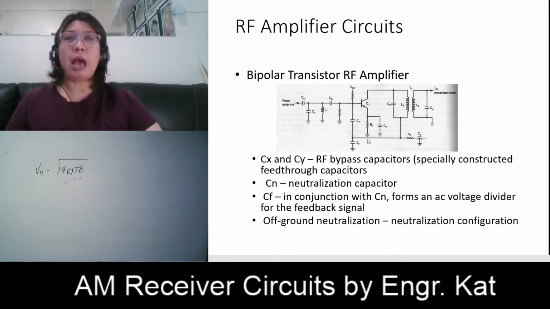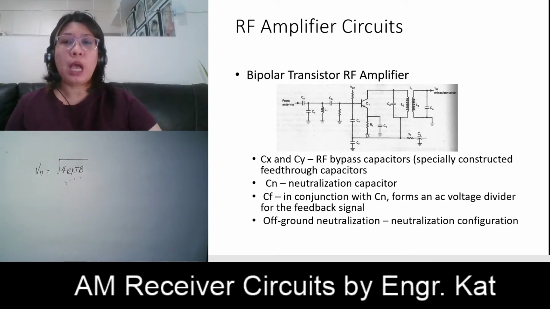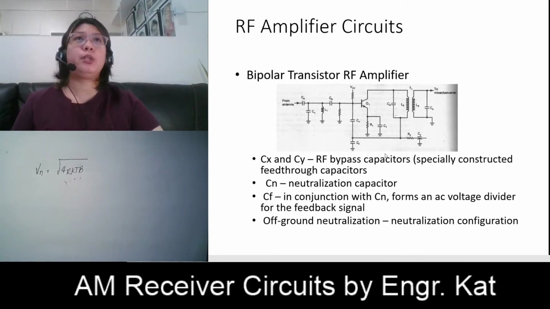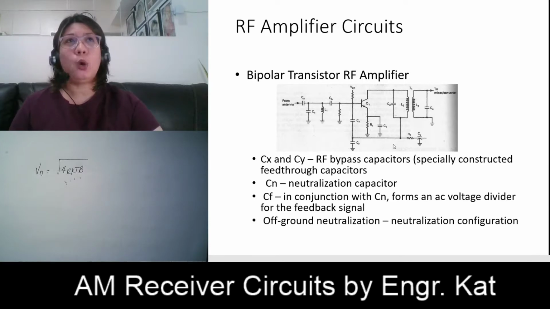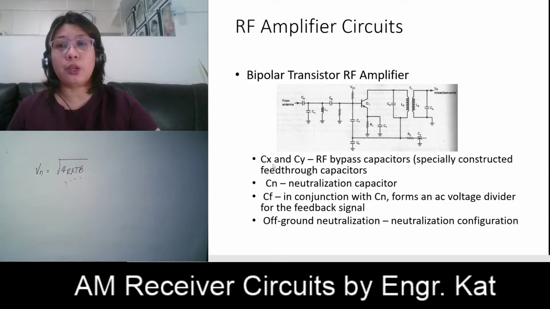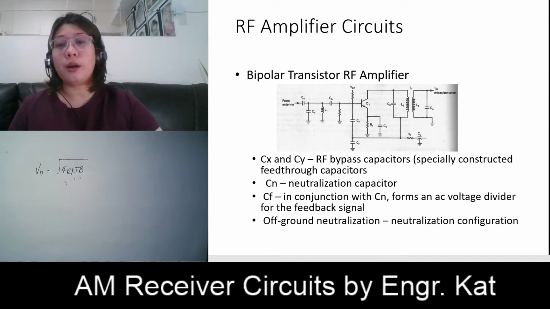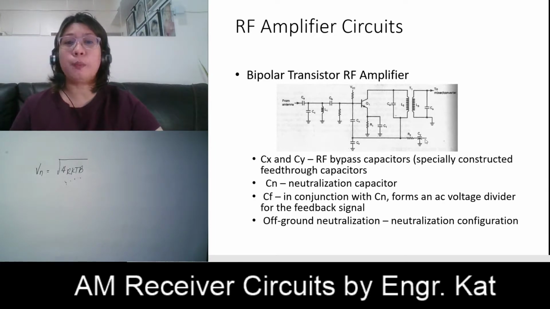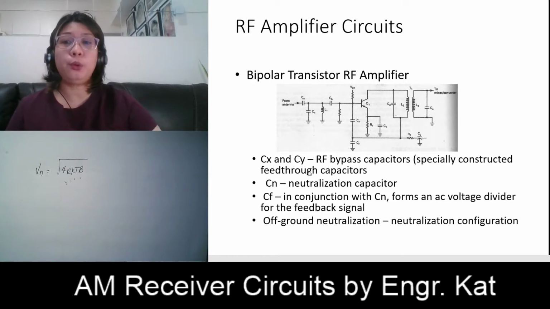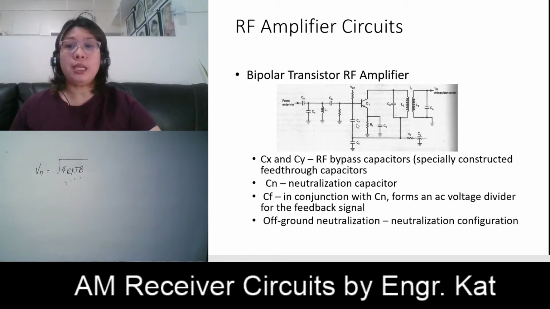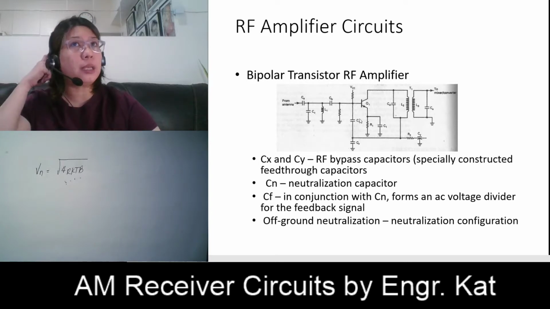We have what we call feed-through capacitors. Our feed-through capacitors offer less inductance, which prevents a portion of the signal from radiating from their leads. Usually those are your CX and CY. As you can see, these are our RF bypass capacitors. They are specially constructed feed-through capacitors. Our CN here is the neutralization capacitor.